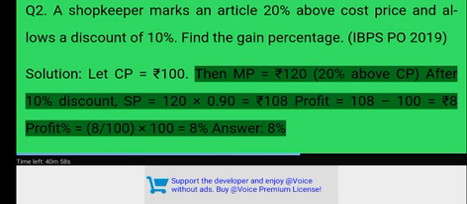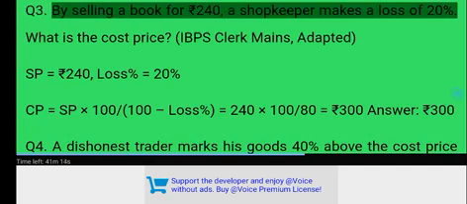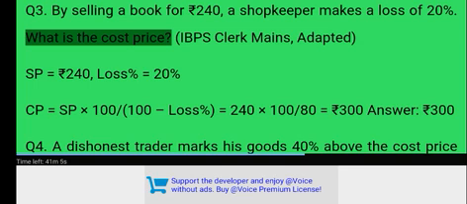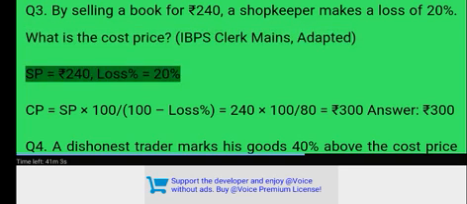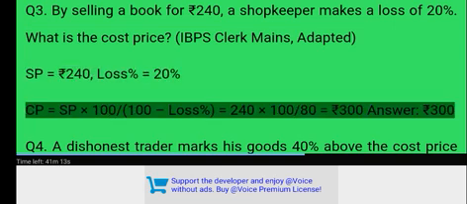Answer, 8%. Q3. By selling a book for 240 rupees, a shopkeeper makes a loss of 20%. What is the cost price? IBPS Clerk Mains, adapted. SP equals 240 rupees, loss percent equals 20%. CP equals SP times 100 divided by (100 minus loss percent) equals 240 times 100 divided by 80 equals 300 rupees.